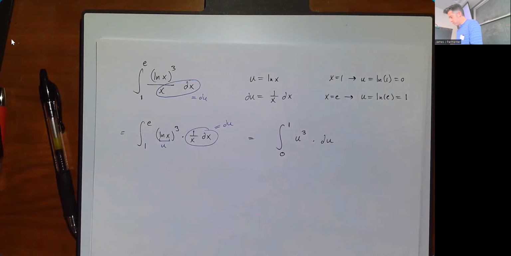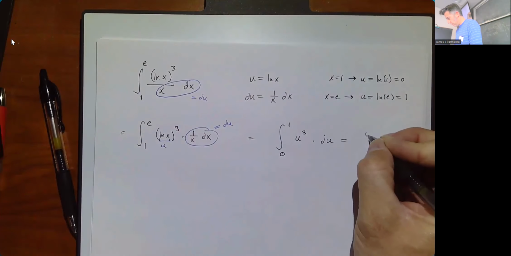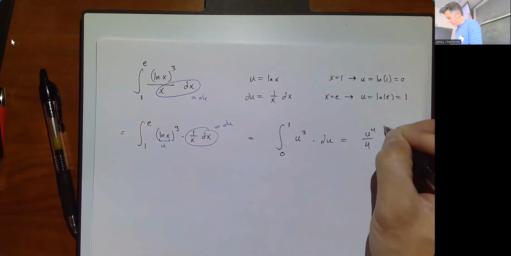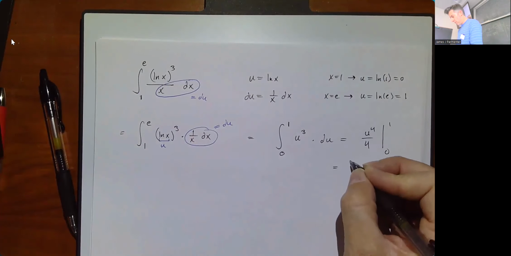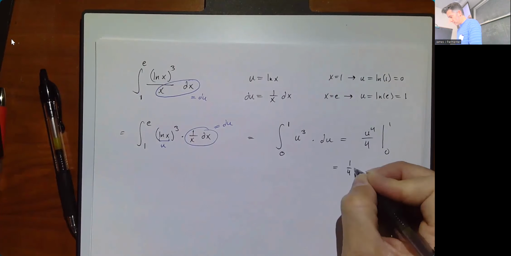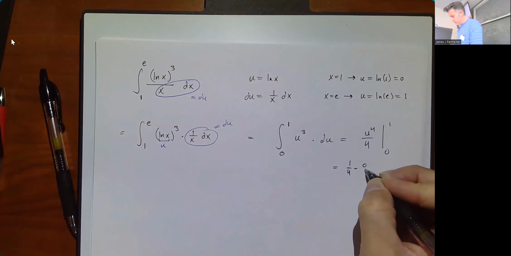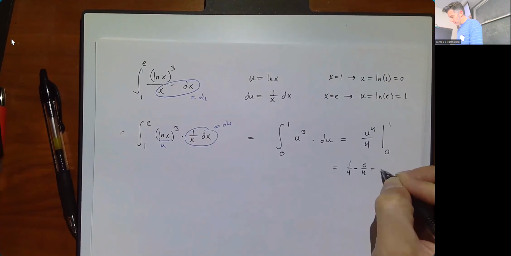So we're almost done. We get u to the 4th over 4 from 0 to 1. We plug in 1, we get 1 to the 4th, which is 1 over 4. We plug in 0, we get 0 to the 4th, which is 0 over 4. And 1/4 minus 0 is just 1/4.